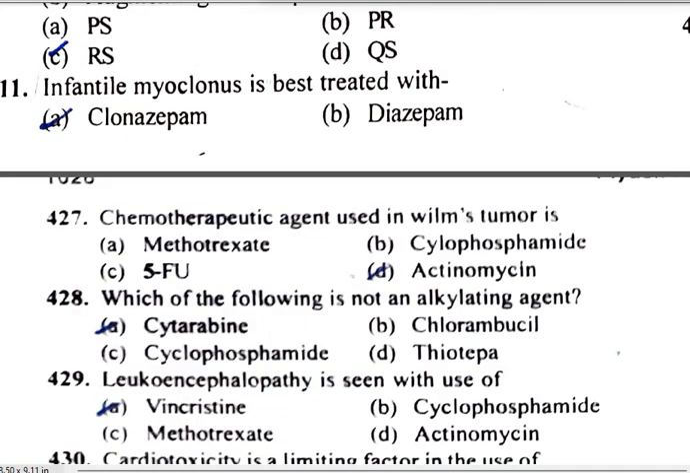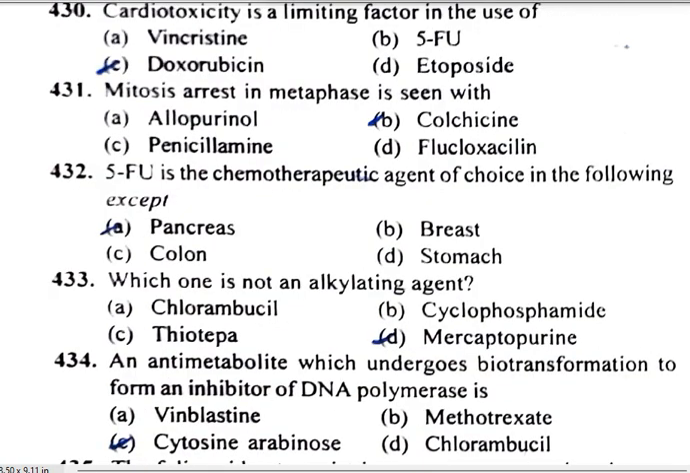Infantile myoclonus is best treated with clonazepam. Chemotherapeutic agent used in Wilms tumor is actinomycin. Which of the following is not an alkylating agent? That is cytarabine. Leukoencephalopathy is seen with the use of vincristine. Cardiotoxicity is a limiting factor in the use of doxorubicin. Mitosis arrest in metaphase is seen with colchicine. 5-fluorouracil is the chemotherapeutic agent of choice in the following except pancreas.